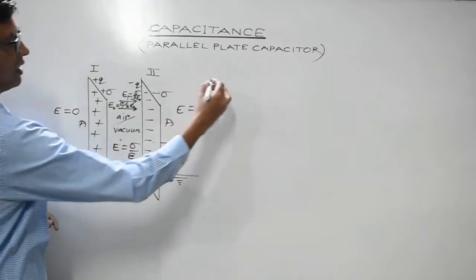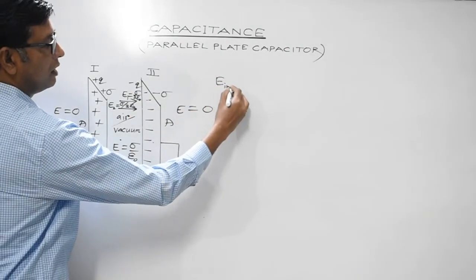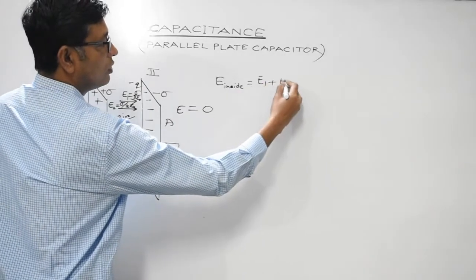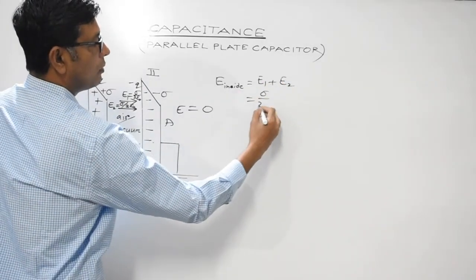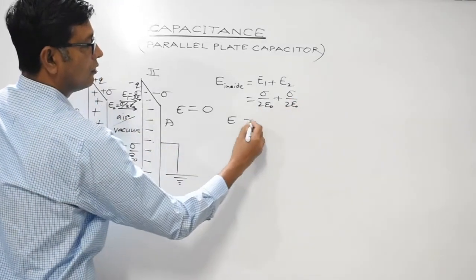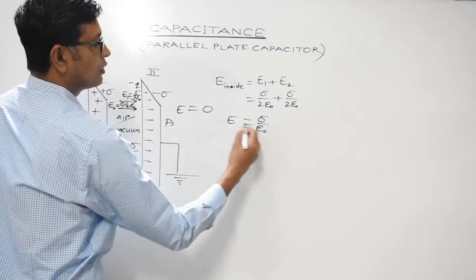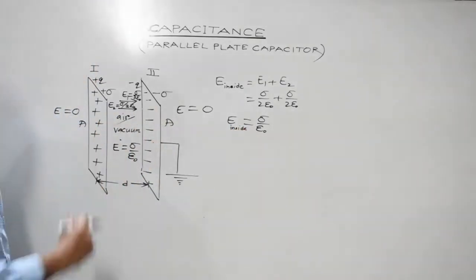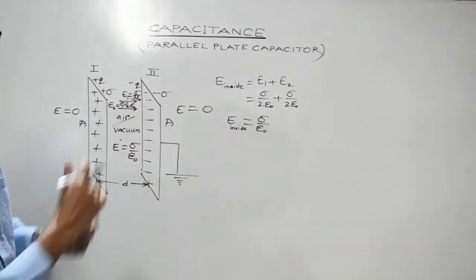So what would be the net electric field inside the space between the two plates? It would be equal to E1 plus E2, and that would be sigma by 2 epsilon plus sigma by 2 epsilon. So that will give us sigma by epsilon. That's the net electric field in this space between the two parallel plates, right?